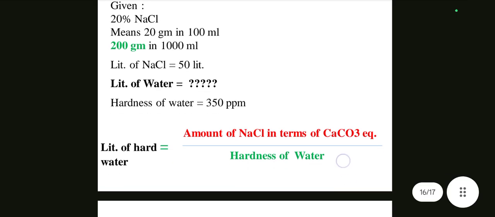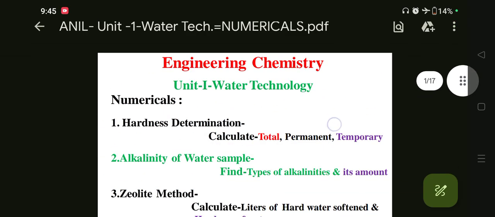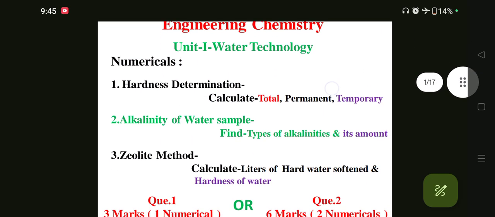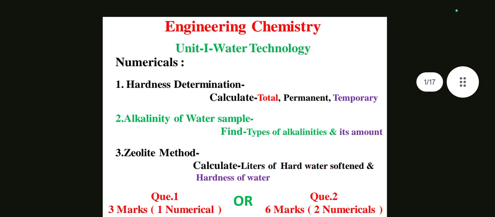So dear students, this is about the three numericals, and all three numericals will come in the INSEM examination. It's up to you to select question number 1 or question number 2. If you select question number 1, mostly the first numerical will be there, and in question number 2, alkalinity and zeolite, two numericals will be there. If you select question 2, you will get 6 marks. If you select question 1, you will get 3 marks.